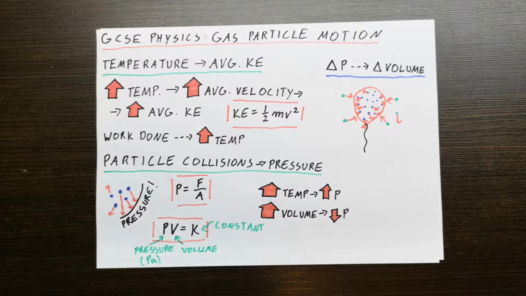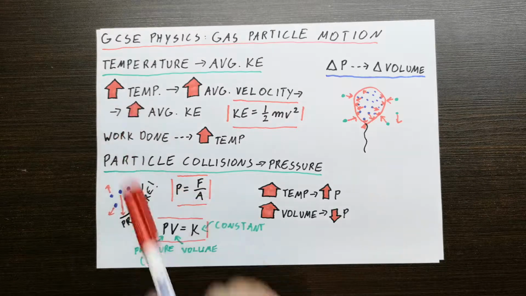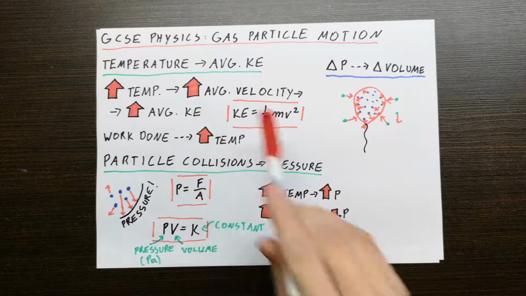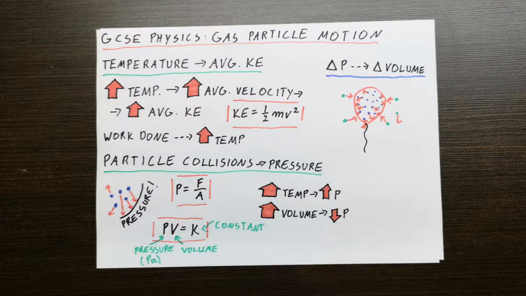So, let's look at temperature first. Long story short, temperature is a measure of average kinetic energy. If we increase the temperature, we are increasing the average velocity of particles. The higher the temperature, the faster the particles are moving. And because of that, we are increasing the average kinetic energy of the particles.